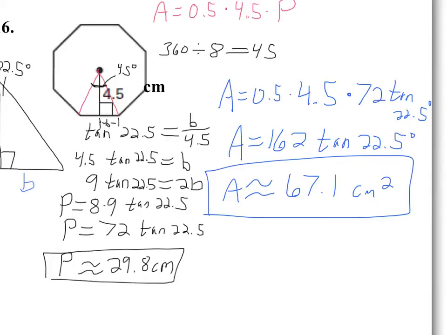Again, remember what area means. If you take 1 square centimeter, that's 1 by 1. What this answer is saying is you could fit 67, a little more than 67 of these, inside this shape. They would all add up to 67 and 1/10 square centimeters.